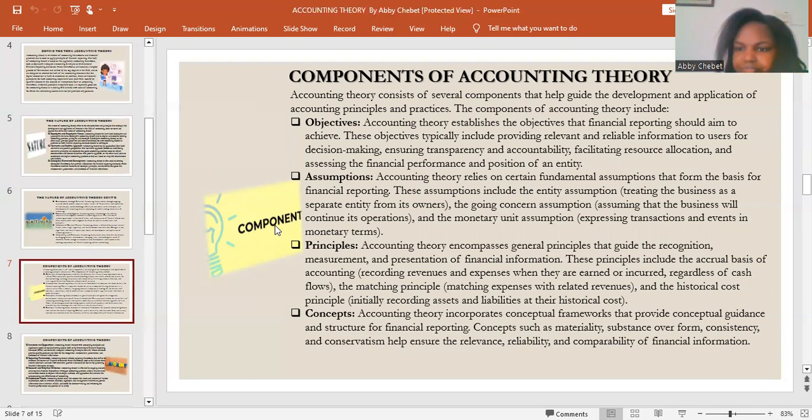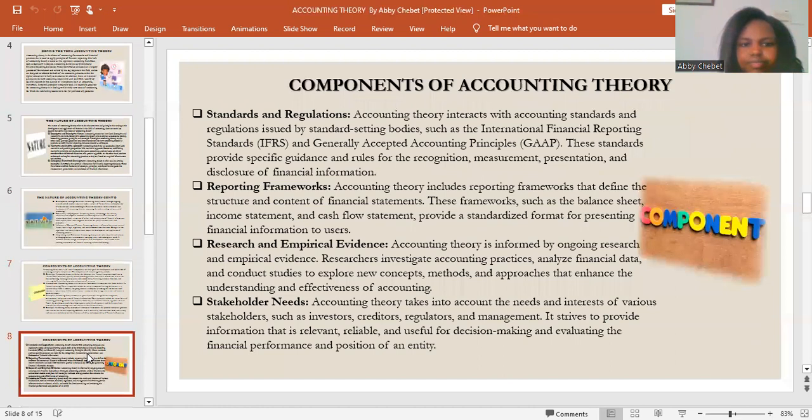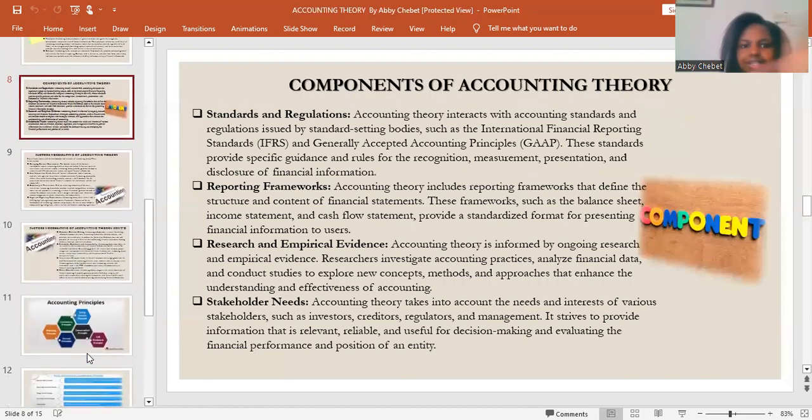It includes accrual basis of accounting, where you record revenues and expenses when they're earned or incurred, regardless of cash flows. Like the accounting principles, they remain to be used. The fourth one is concepts. This provides guidance such as materiality, substance over form, consistency, and conservatism, which helps to ensure relevance, reliability, and comparability of financial information. Components of accounting theories.